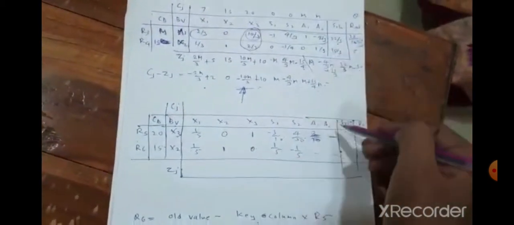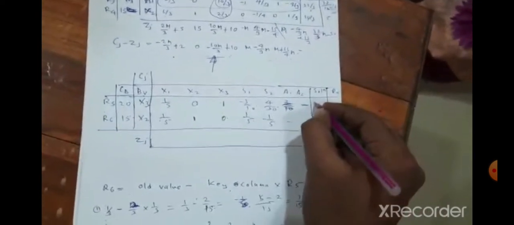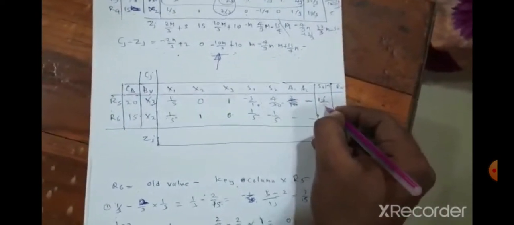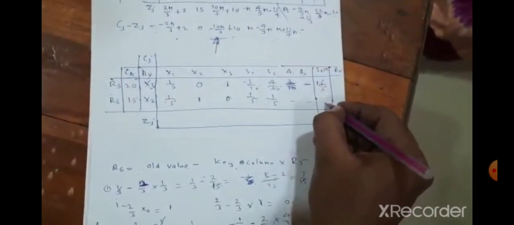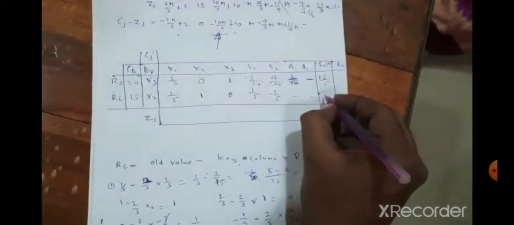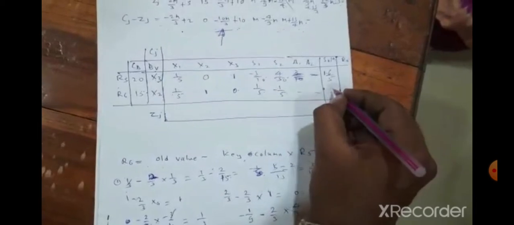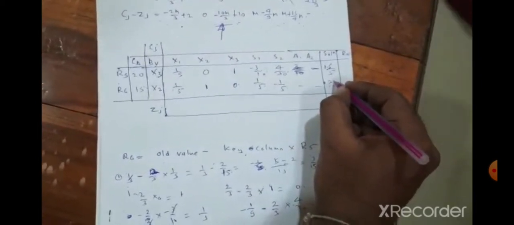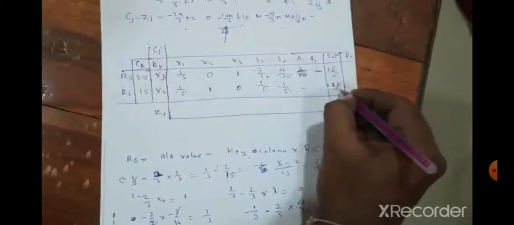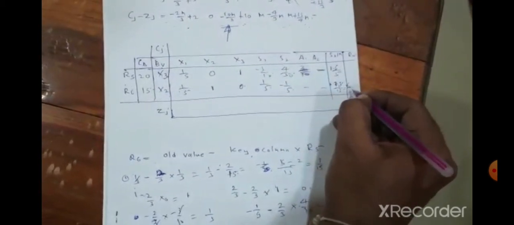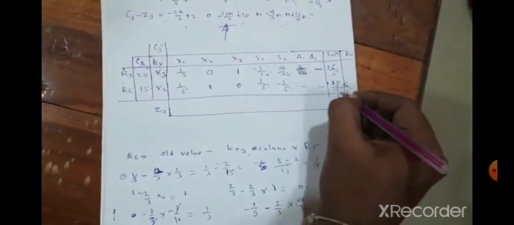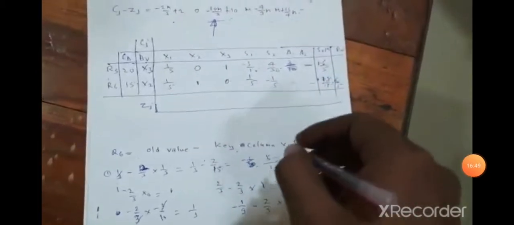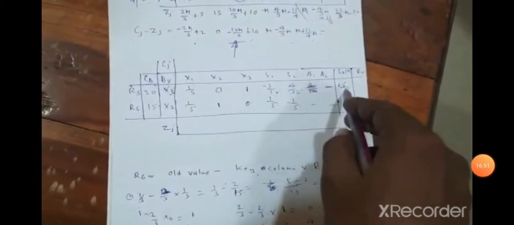So old value, that is 32.3, minus key column value into R5 value. In this way you can calculate for R6 and R5. Now you find out the Z value, the ZJ value. You know how to find out Z values.